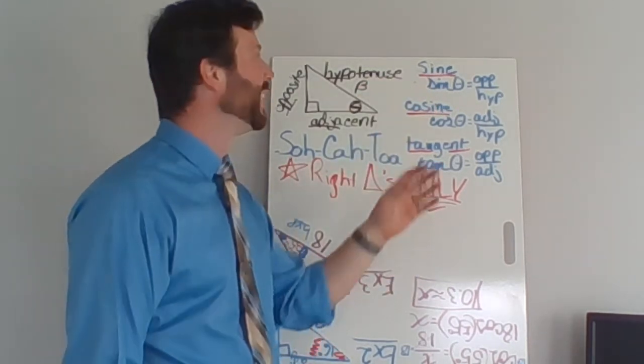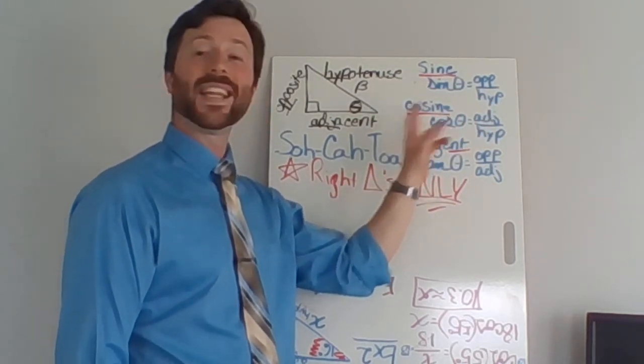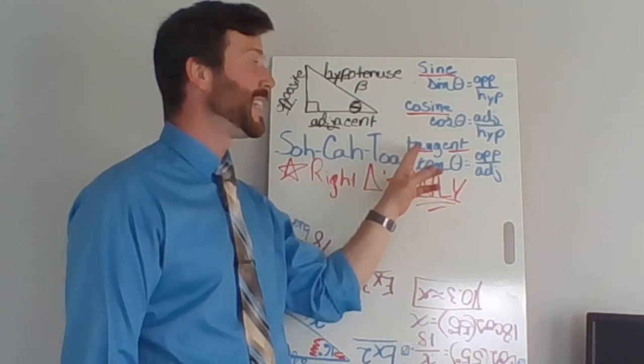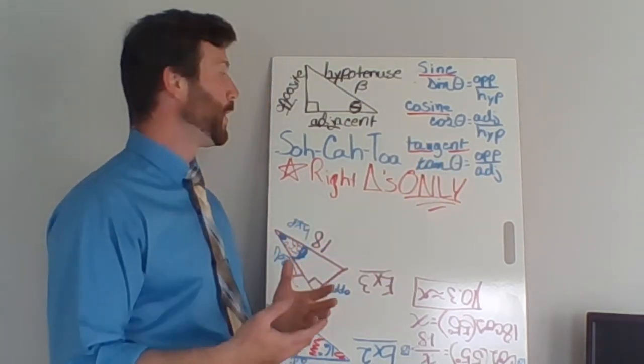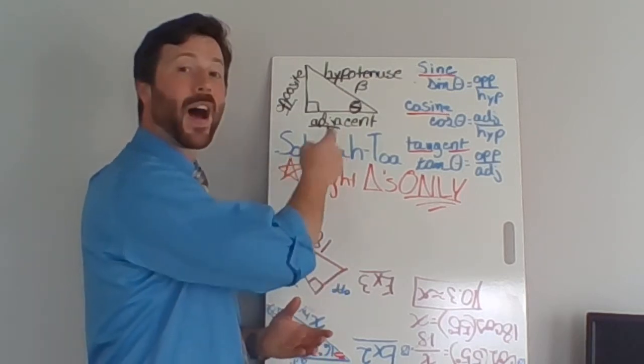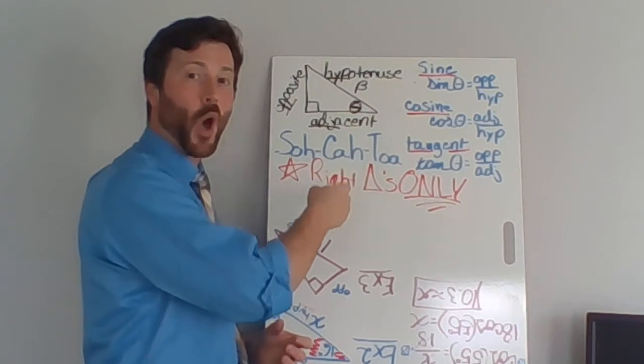He's just playing. Sine is opposite over hypotenuse. Cosine is adjacent over hypotenuse. And tangent is opposite over adjacent. The trick we use to remember that is Sohcahtoa. And remember, this works for right triangles only.